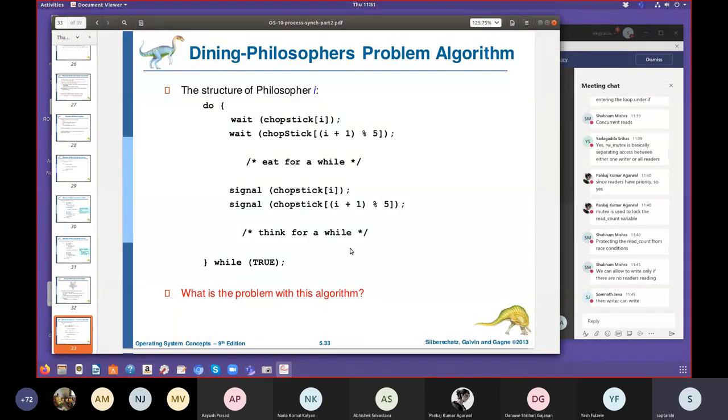What is that? If you have any question, ask. Otherwise, my question is, what is the problem with this algorithm?